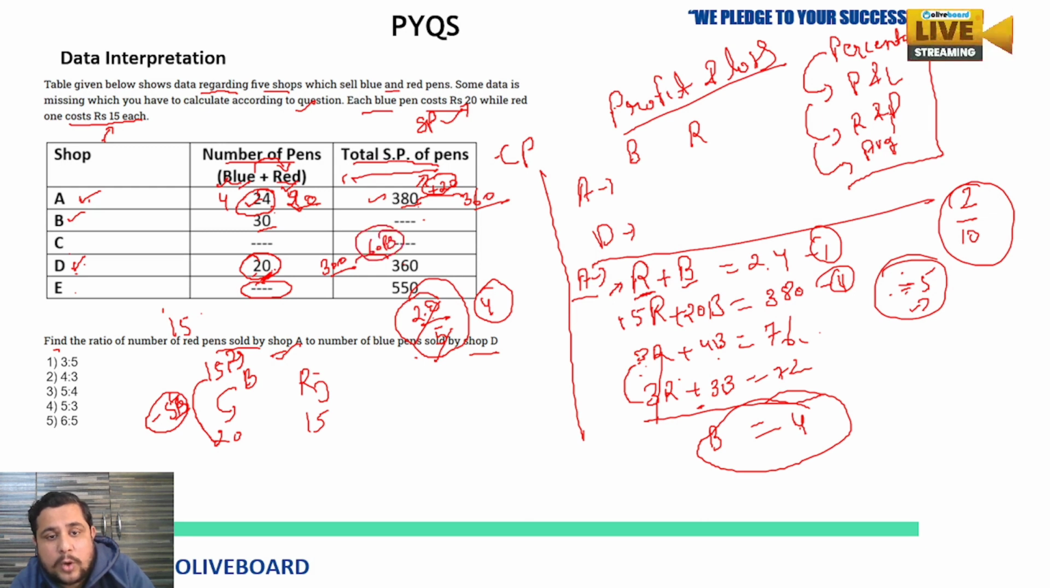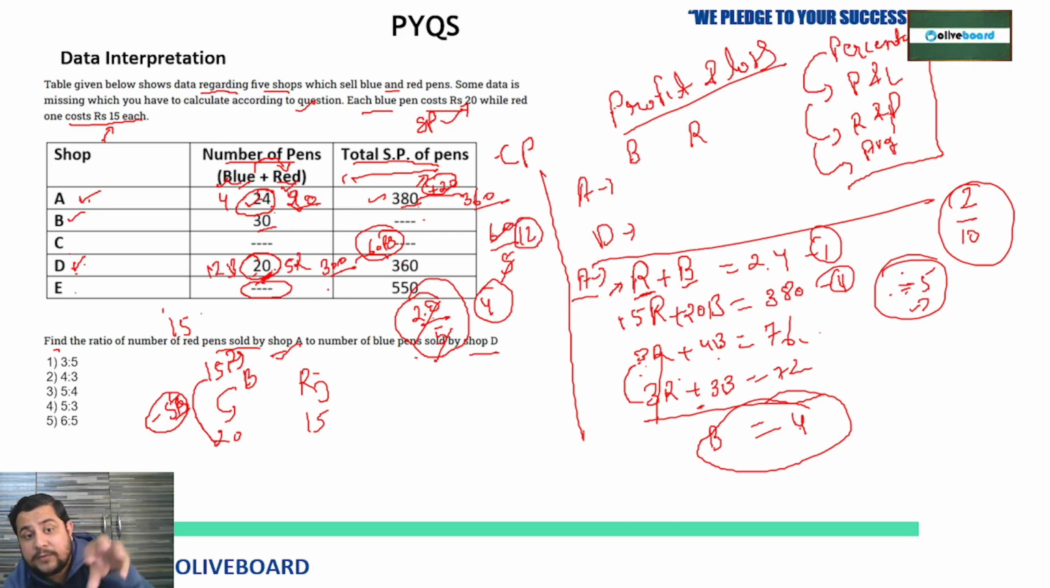And this is due to what? That extra 5 rupees on each pen. So 60 rupees extra, and per pen 5 rupees. So how many such pens will be there? 60 upon 5 means 12. So 12 blue pens and 8 red pens. I hope you understand how we are calculating this.